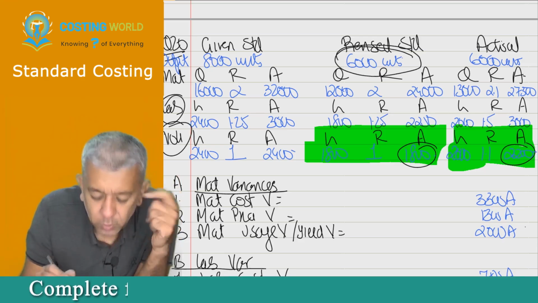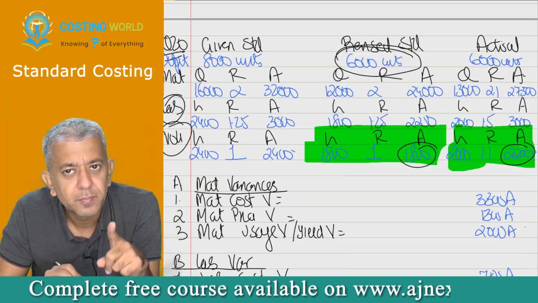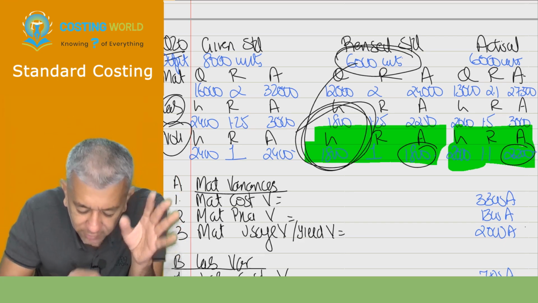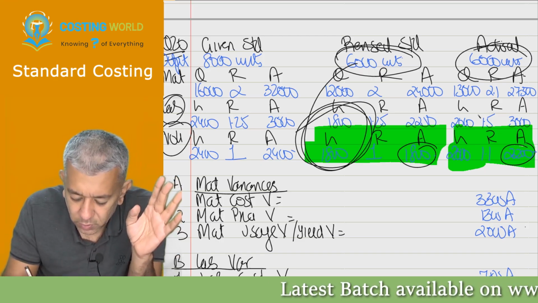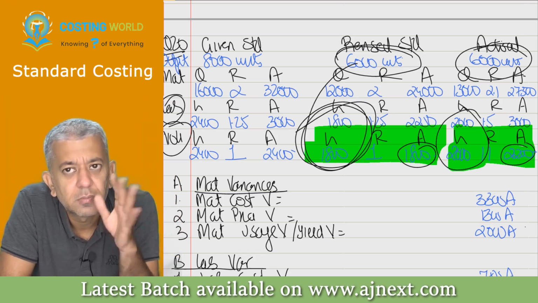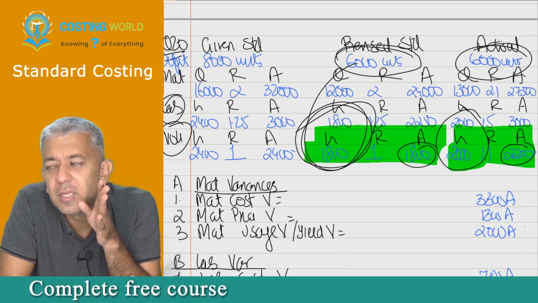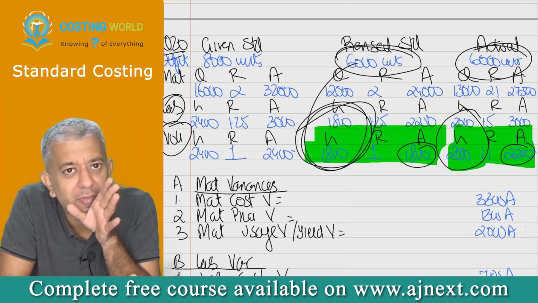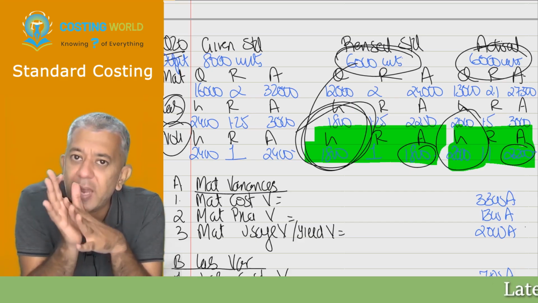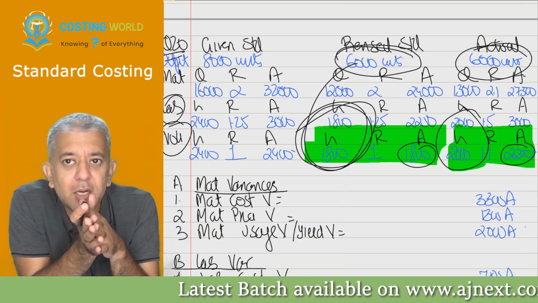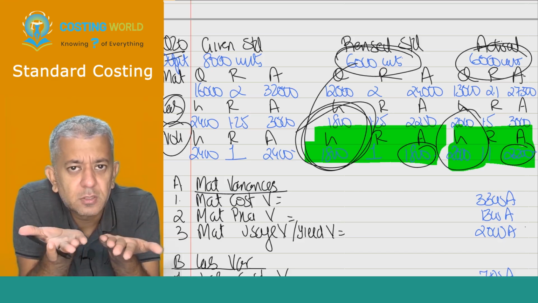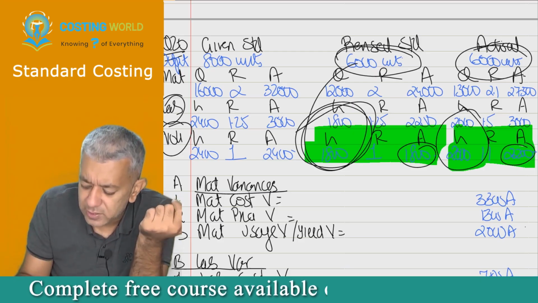For 6,000 units, you remember this question we did yesterday? For 6,000 units, how many hours should we have taken? And how many hours did we take? And then we multiply by some rate. So efficiency should be calculated as how many hours should have been taken for actual output and how many hours were actually taken for actual output. That is what tells us whether workers are efficient or not.